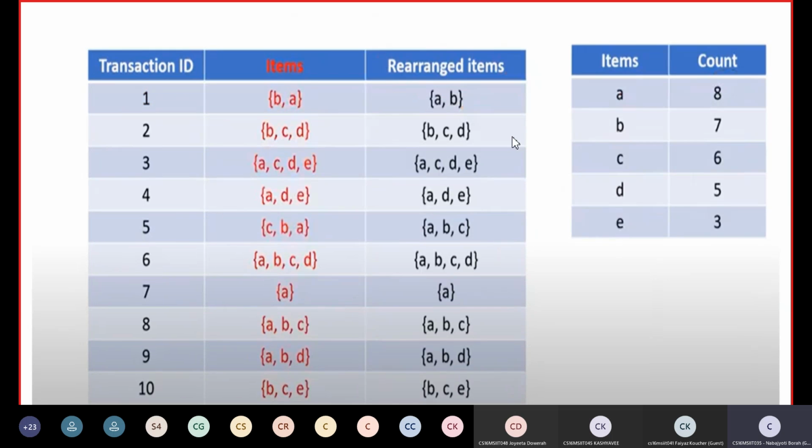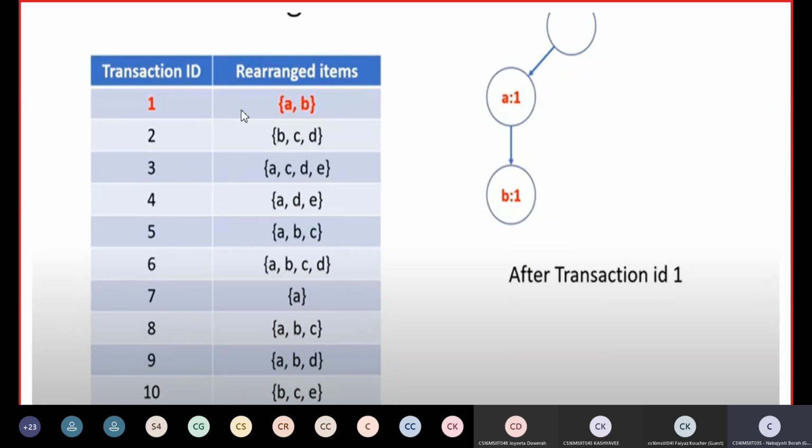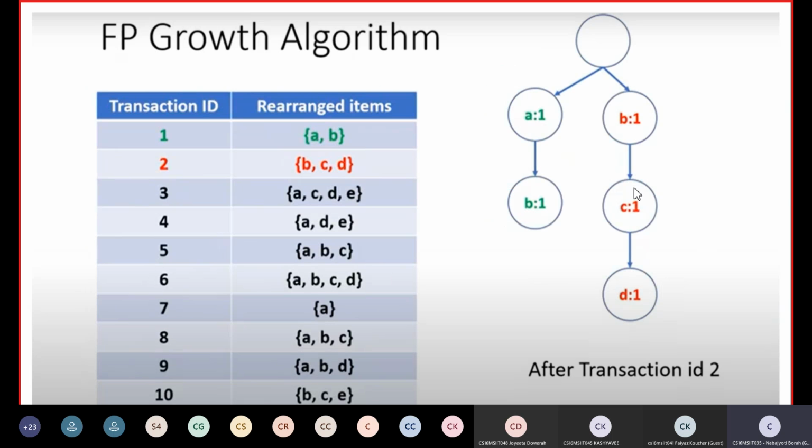Now as you can see, in my first transaction we have A and B. In this FP tree, we have a null node at the root. Then we have the tree structure with the item list. First we have A coming one time, then B coming one time. Then we have the second transaction, BCD, so we again create a tree structure BCD here. Simple.